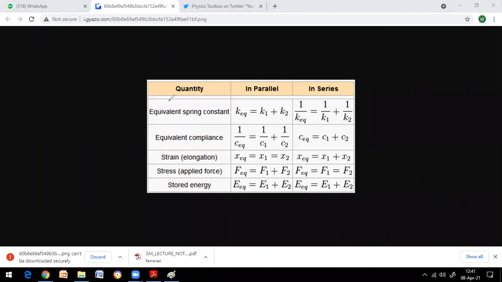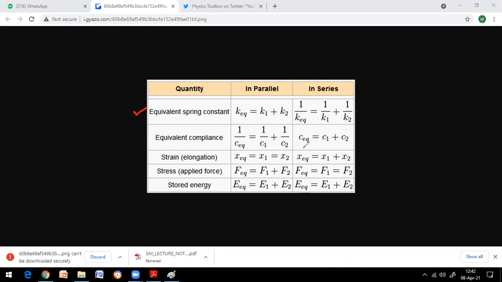First one, equivalent spring constant. What is the equivalent spring constant in series and parallel? In parallel, K is equal to K1 plus K2, which is what we just derived for springs connected in parallel. What happens in series? 1 by K is equal to 1 by K1 plus 1 by K2. So we call it the equivalent spring constant. Please note this down.